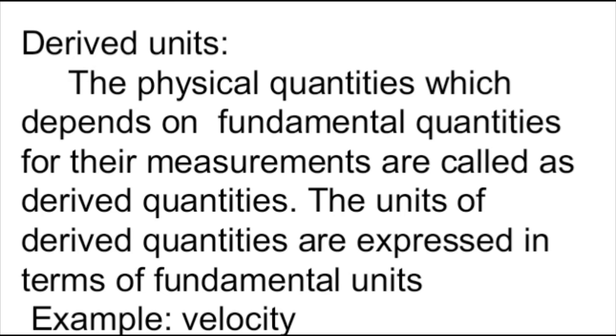Derived units. The physical quantities which depend upon fundamental quantities for their measurement are called derived quantities. The units of a derived quantity are expressed in terms of fundamental units. For example, suppose we want to calculate velocity. The formula for velocity is displacement upon time.